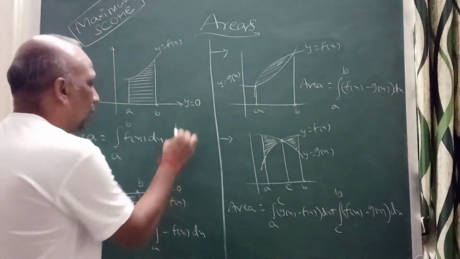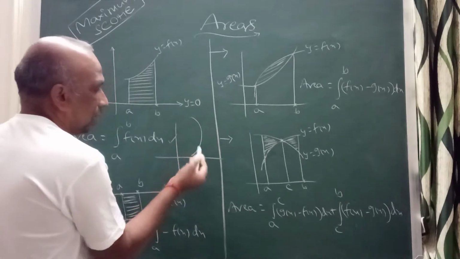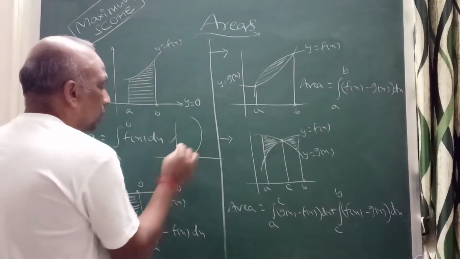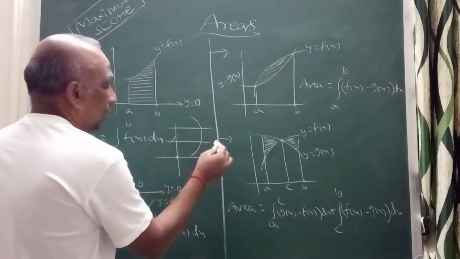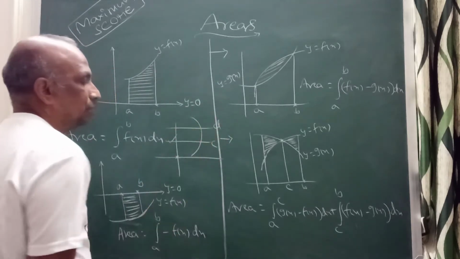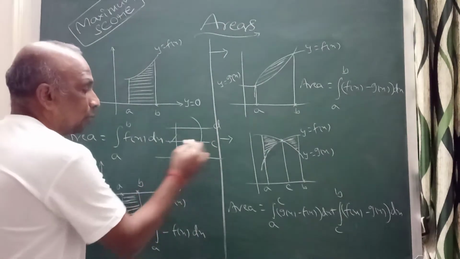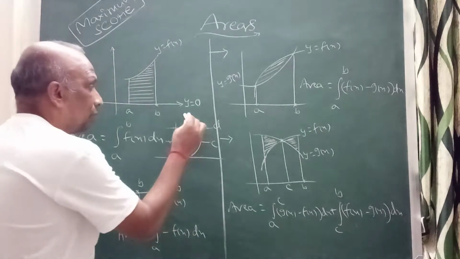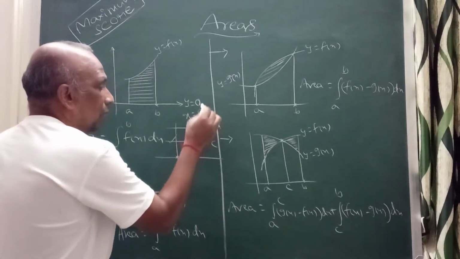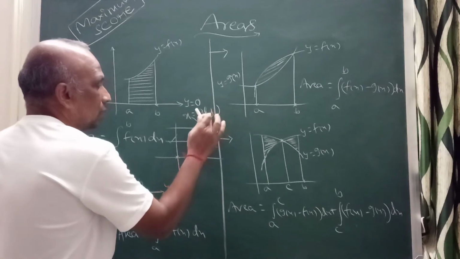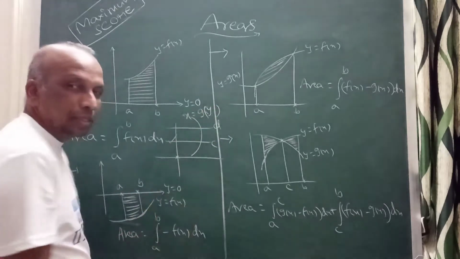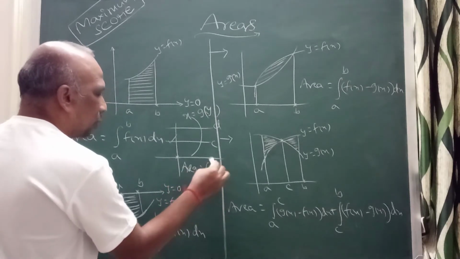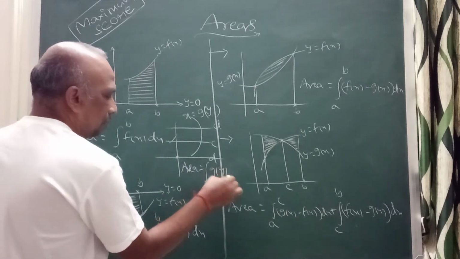For example, when the curve equation is given like this, when the curve is like this, suppose in this case, how to find the area? This one I can consider. This is C, this is D. When I am using y values, then the curve equation x, in terms of g of y, I can express like this: x in terms of g of y. The required area I can write is area equal to integral c to d g of y dy.